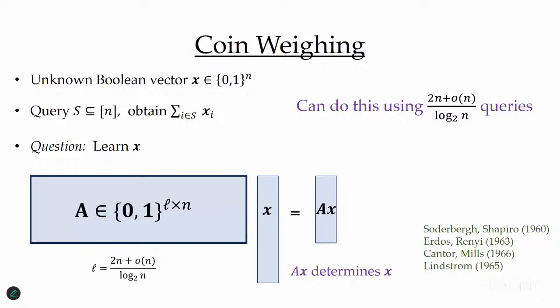It is of that same ilk, but not. So this uses the fact that X is Boolean, whereas in compressed sensing X is not Boolean. Okay.